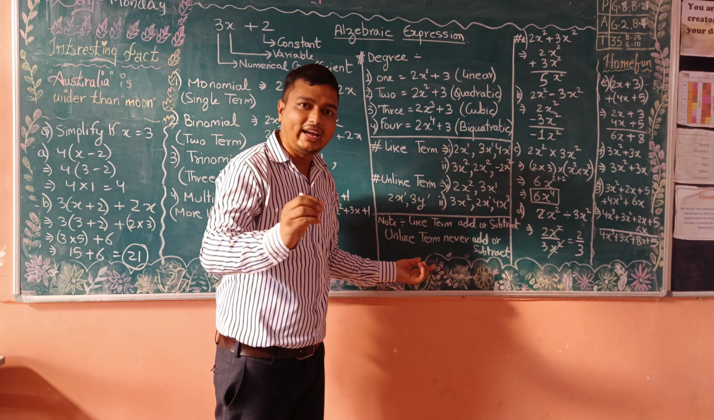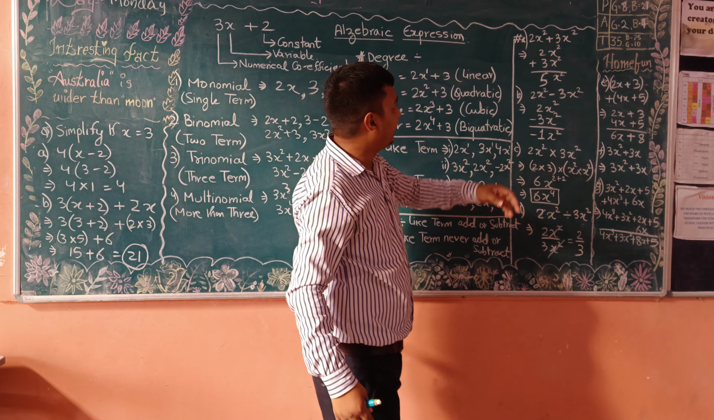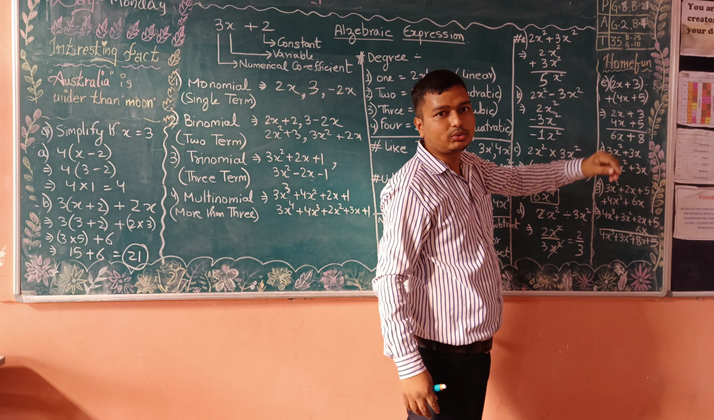Like terms only add and subtract. Unlike terms never add and subtract. I have already written that over there. Now let us move to the next one, which is written 2x square plus 3x square. Two terms I need to add.